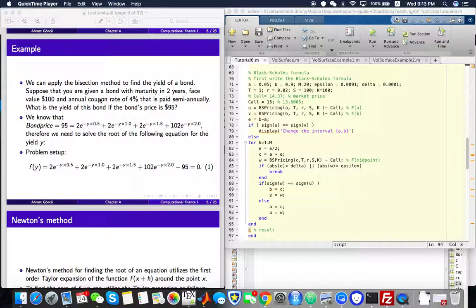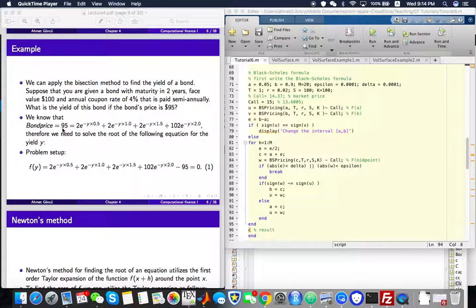So suppose that you have a bond with maturity in 2 years. Face value is $100, as we can see. Annual coupon rate is 4%, which is paid semi-annually. That means every 6 months we are going to receive a $2 coupon payment. And the market price of this bond is given as $95.